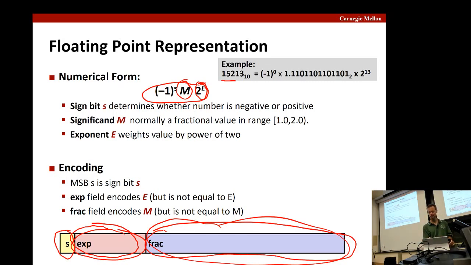But you can represent things like the course number 15-213 in base 10 as in this expression, as minus 1 to the 0 with a significand of the bit pattern shown there and the exponent of 13. One important point I should have mentioned is that the significand is normally, and you'll see why that's a pun in a little bit, a fractional value in the range between 1 inclusive and 2 exclusive.